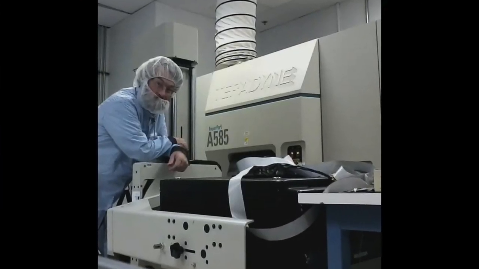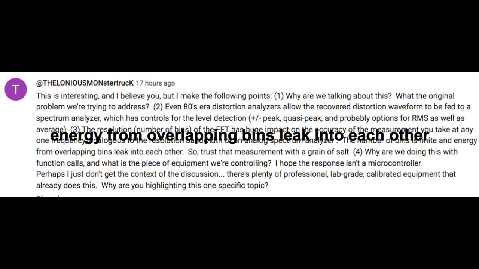Okay, this guy's never seen a coherent sampling device before. An Applicos or a Next Test or Audio Precision or, you know the list. Teradyne A5, I love the A5. Well, I don't love it. It does what it needs to do, but the manuals are terrible. I made the manuals on the Vista very good because I wrote them, of course. So, the energy from overlapping bins leak into each other.